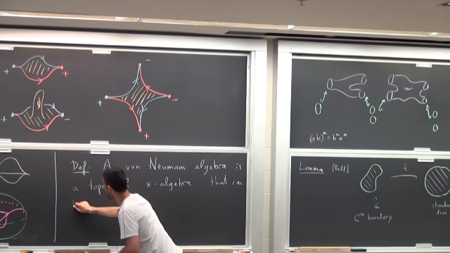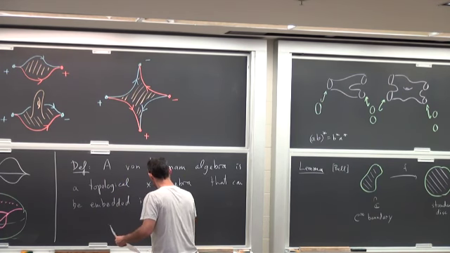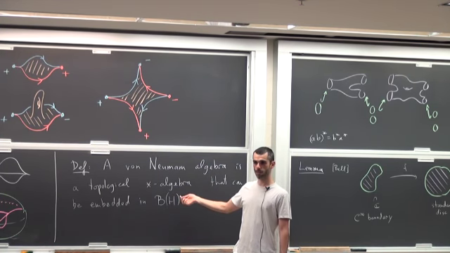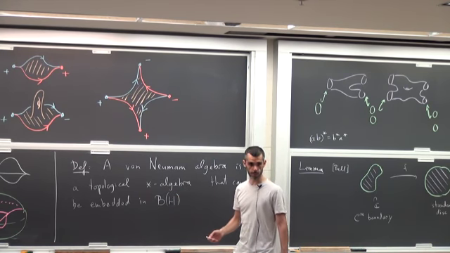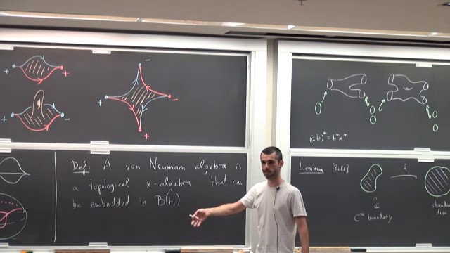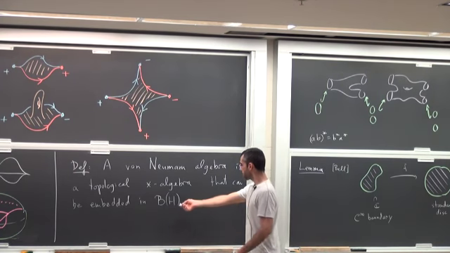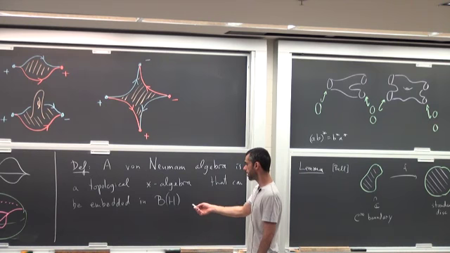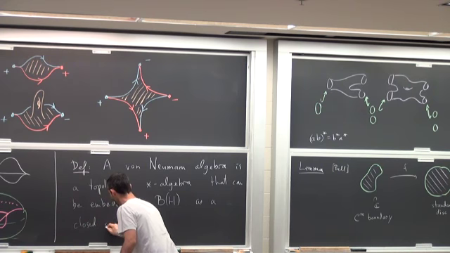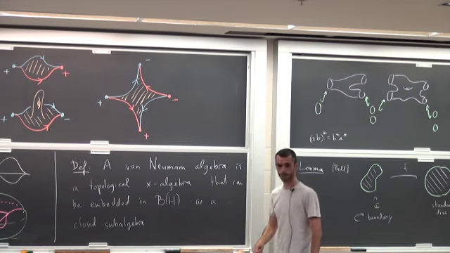that can be embedded in B(H). H is some random Hilbert space, and B(H) is the algebra of all bounded operators on H. The embedding into B(H) is not part of the data. It's just required to be possible to embed it in B(H). I need to say, it's supposed to be a closed subalgebra, and also closed under the star operation.